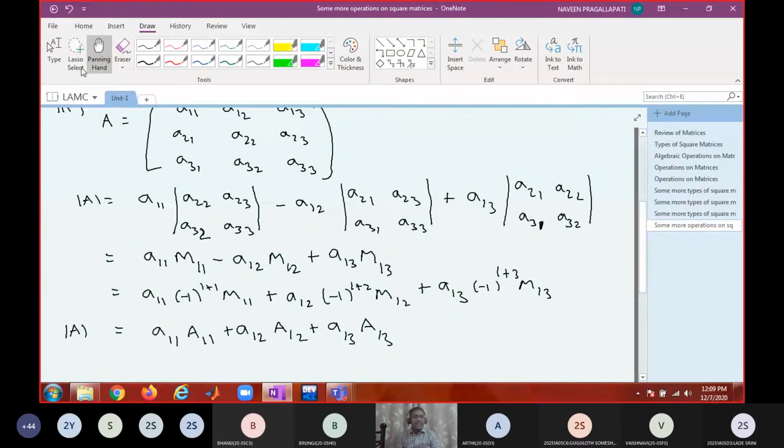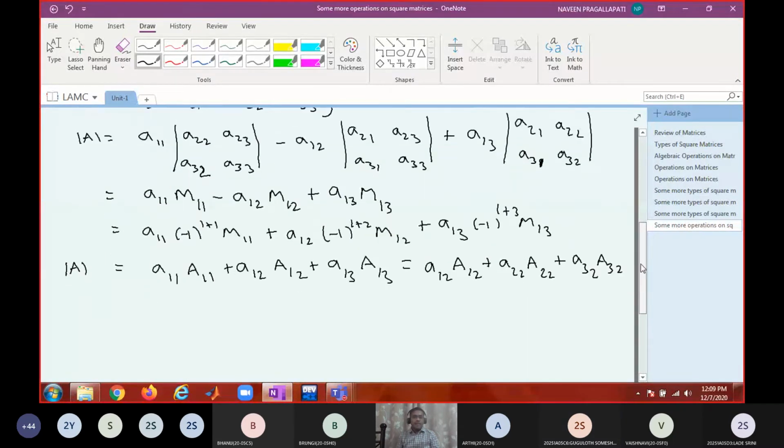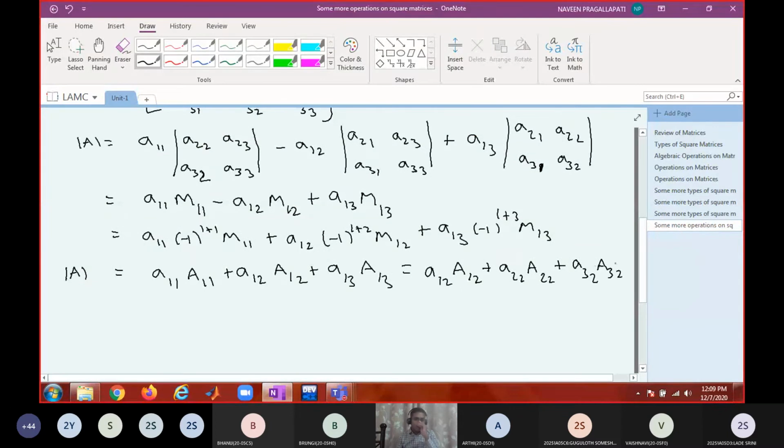So instead of writing like this, if I am selecting the second column, how do I write it down now? A12 into capital A12 plus A22 into capital A22 plus A32 into capital A32. Is that okay? So I can select any row or any column.